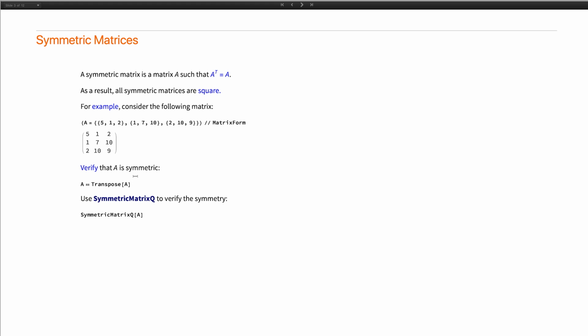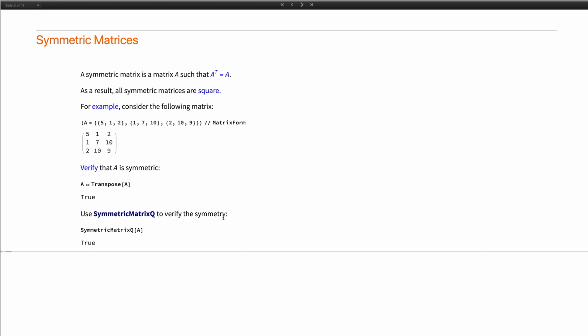Let's check that it equals its transpose. That's true. And we have a nice function called SymmetricMatrixQ, which will tell you whether it's symmetric or not. And in this case, it says true, which means the matrix is symmetric.